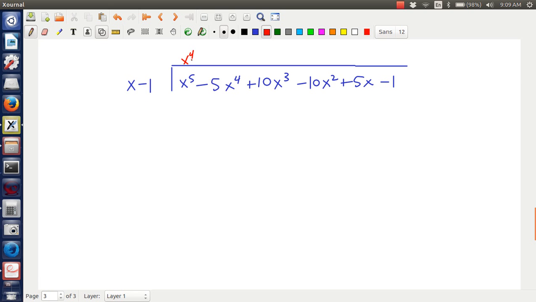So you just put the x to the fourth there, and then you multiply x to the fourth times x to the fourth times -1. Then we have to subtract this. These guys go away. Don't forget that sign changes, so it's -5 plus 1, so you get -4x to the fourth plus 10x cubed.